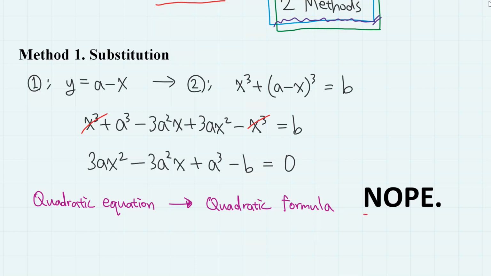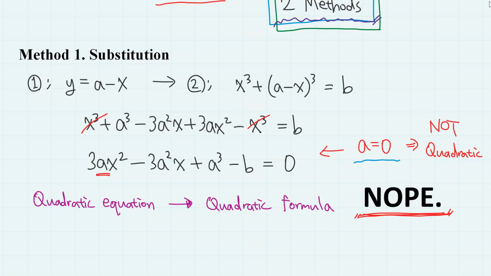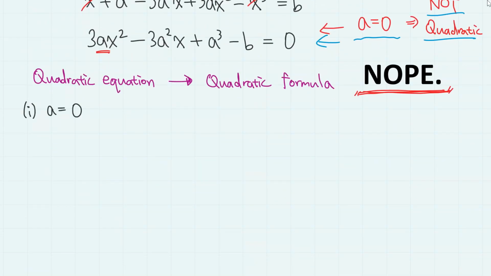Well, no. Nope. The catch here is that we have a in front of the x squared term. Therefore, if a equals 0, then the equation is not quadratic. This means that when solving this equation, we have to divide cases. And let us take a look at that special case right away.